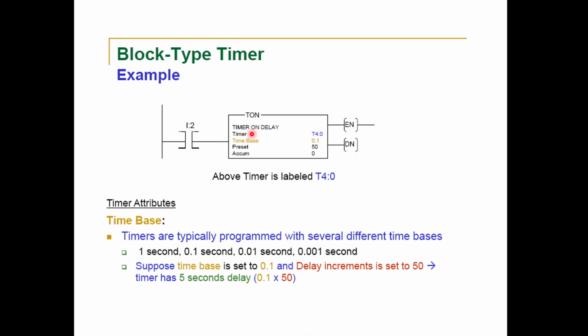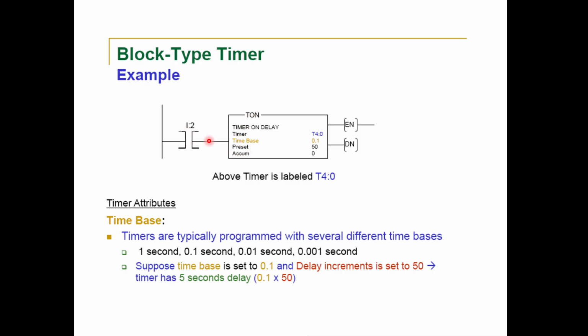So you have this timer, which can be attributed as TON, as TOF, or as RTO, the retentive type timer. The timer has three important things: the timer base, which can be 1 second, 0.1 second, 0.01 second, or 0.001 second, the preset value, and the accumulator value.